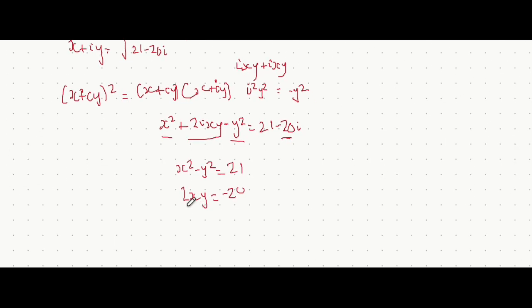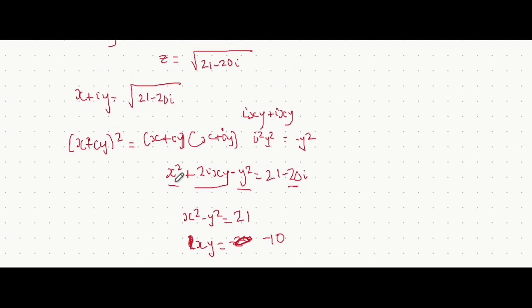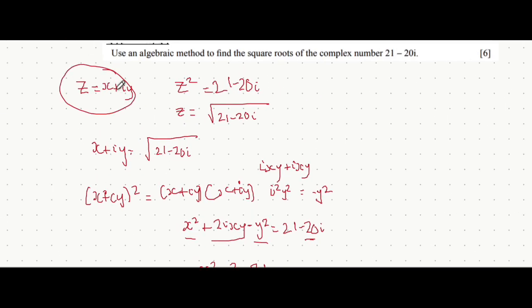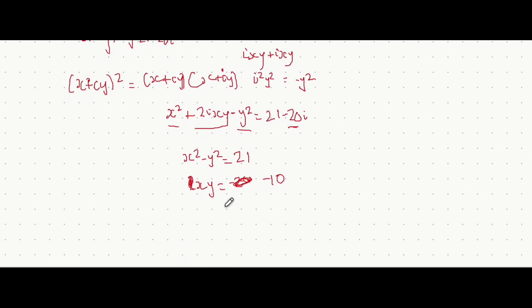Now with the imaginary part of the question, you can divide both sides by 2 and you get xy is equal to minus 10. We now have to somehow combine these equations together to get the values of x and y. Once you've got x and y, you can just input into this expression and say that's the square root of this function here. So how do you do that?